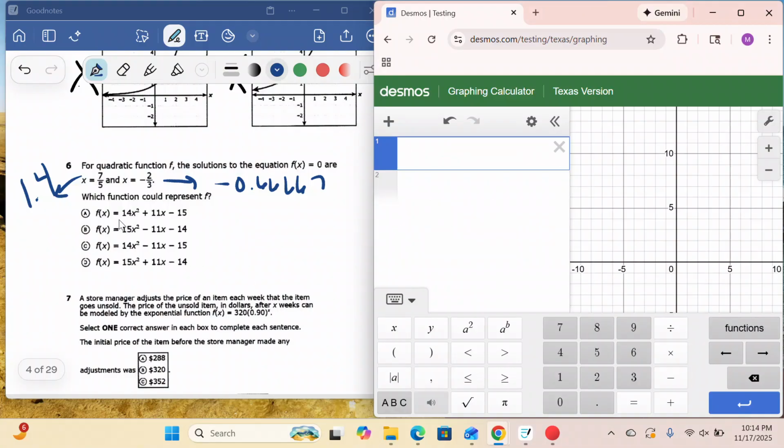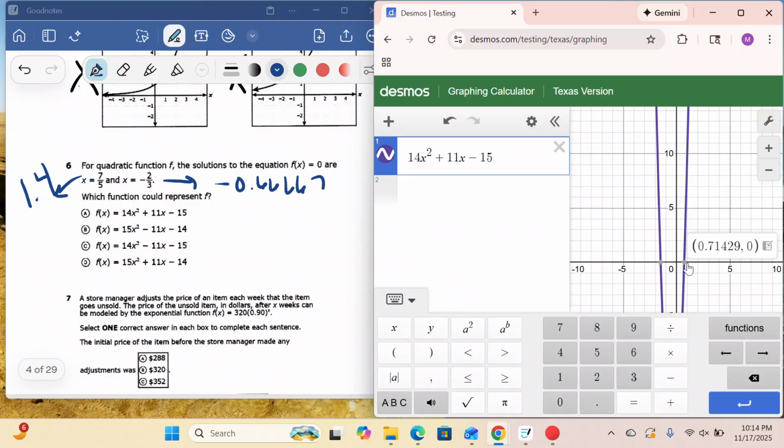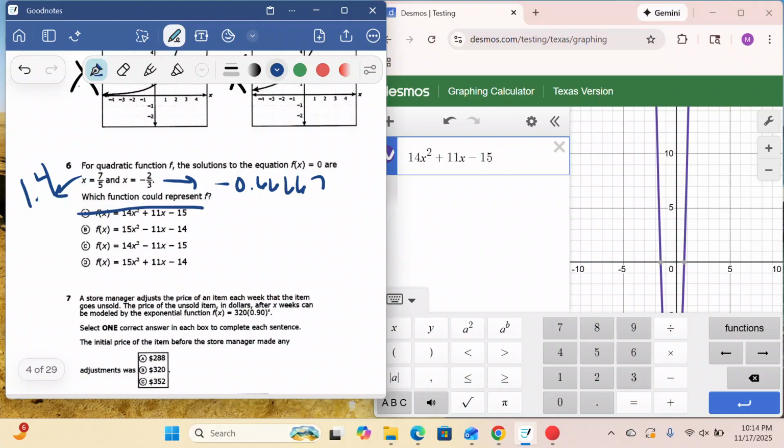So this is f of x equals 14x squared plus 11x minus 15. All I'm going to do is input it: 14x squared plus 11x minus 15. Then I'm going to find my zeros. My zeros are 0.71 and -1.5. Remember, I'm looking for zeros to be 1.4 and -0.6. So automatically, A is wrong.